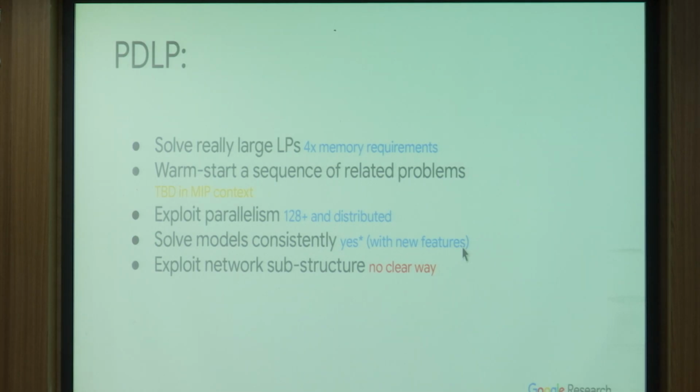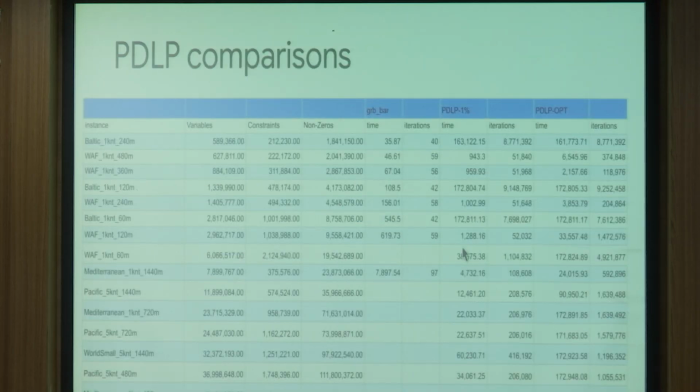It's not clear how amenable or how effective warm starts are. You can give the previous iterate and see what happens, but we haven't had time and enough experience to see how effective warm starting is going to be. As I said, parallelism is almost trivial, and I'm going to show you how later on. It can solve models consistently, and it's not clear how to use network structure. That's the only drawback here, or one of the two drawbacks.